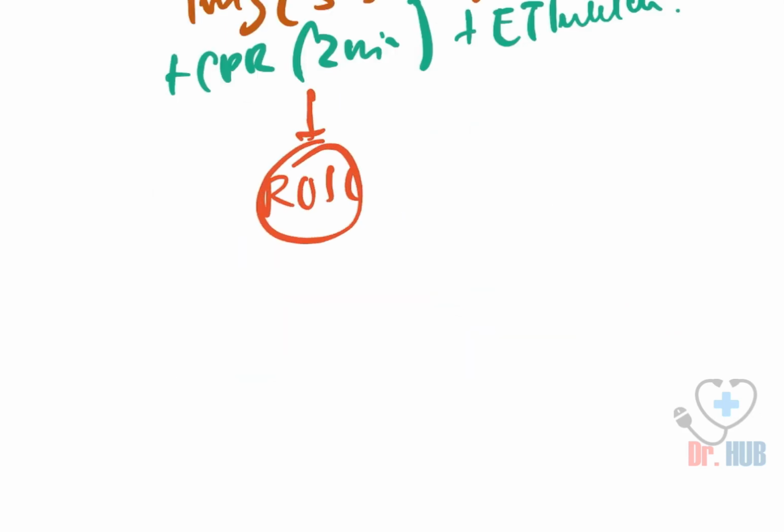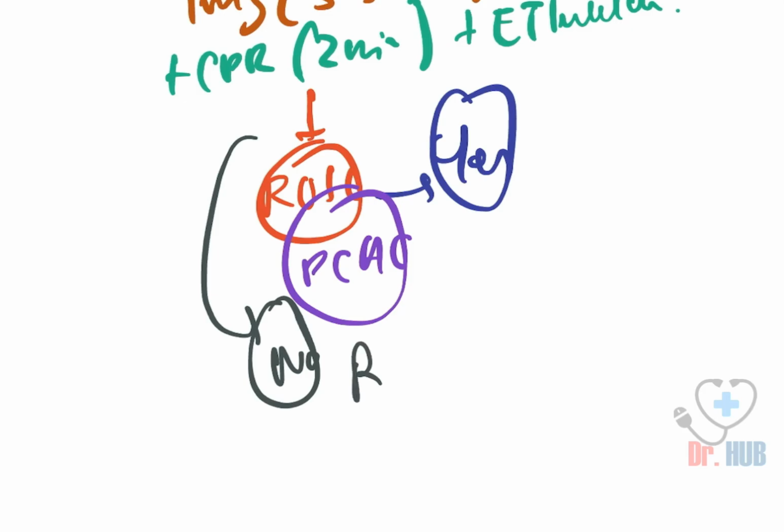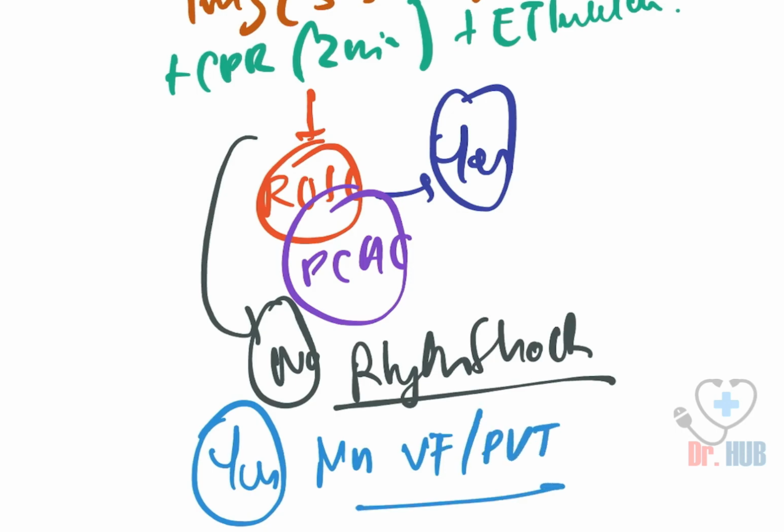Next thing we do is we look for the ROSC. In case of the ROSC being yes, as we know, wherever the ROSC is yes, what we do is the PCAC, that is nothing but the post cardiac arrest care. It being no, what we again check for is the rhythm being shockable or not. In case the answer is yes, the rhythm is shockable, so we go on to the other algorithm, that is management of the VF or the PVT.